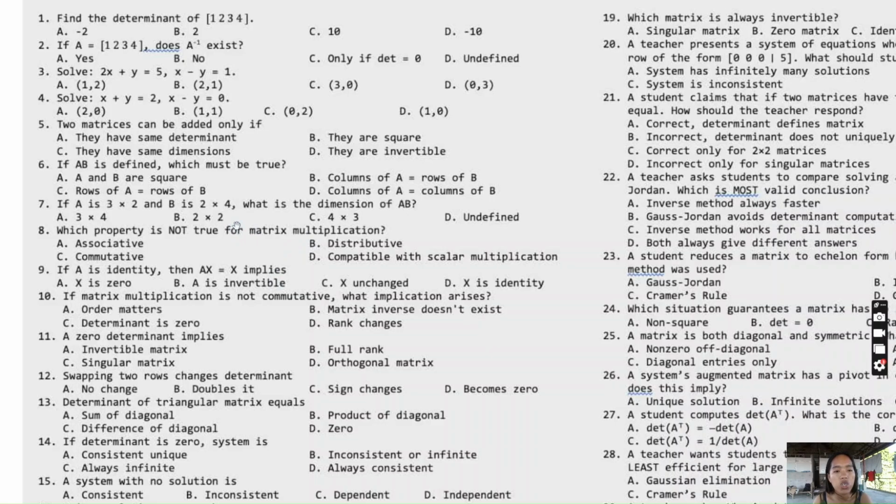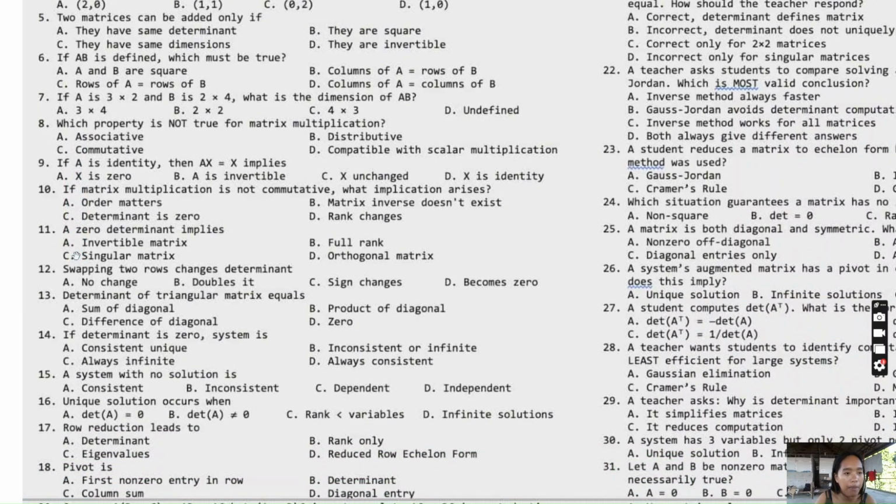For matrix multiplication to be possible, the number of columns of the first matrix must be equal to the number of rows in the second matrix. So I hope that is clear.